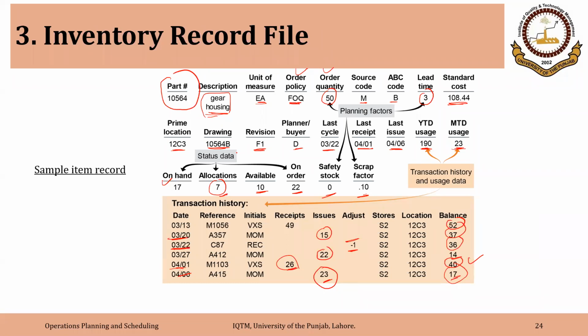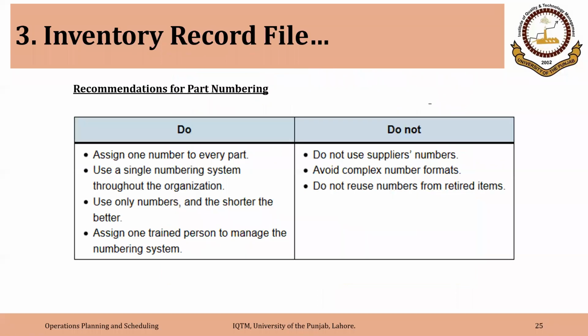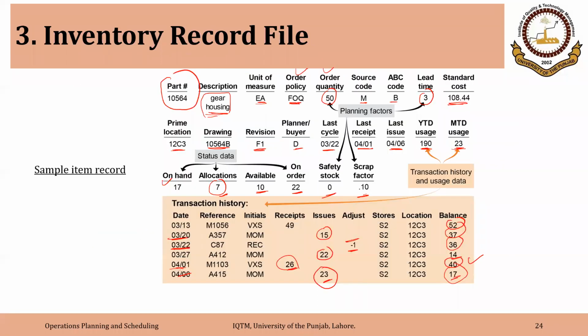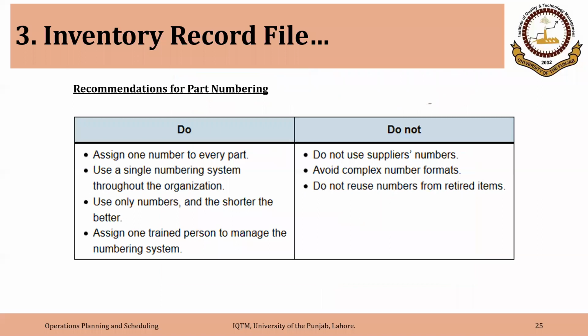So this is a very dynamic file, and it keeps on being updated whenever there is some issuance, or some receipt of an order, or some allocation. An important factor is the numbering system for the components, or the coding system. As I mentioned in the last lecture, there could be alphanumeric coding or only numeric coding. So there are some important points to be kept in mind.